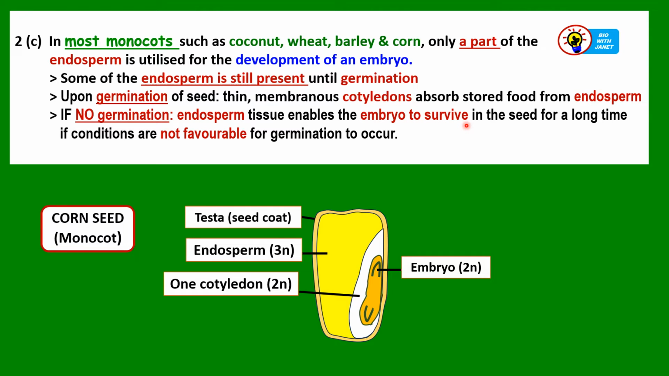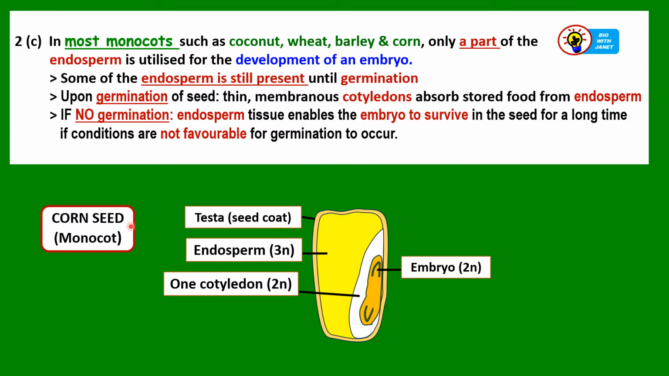Now, if there's no germination, the endosperm tissue will also be used to enable the embryo to survive in the seed for a long time because the embryo will still need to carry out respiration. So you need food in order to carry out respiration, to break down the food and get the energy to survive, right? So it can survive for a long time because of the endosperm tissue that provides it the food, if conditions are not favorable for germination to occur, right?